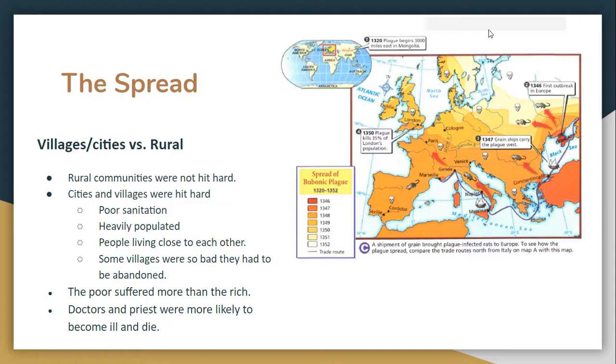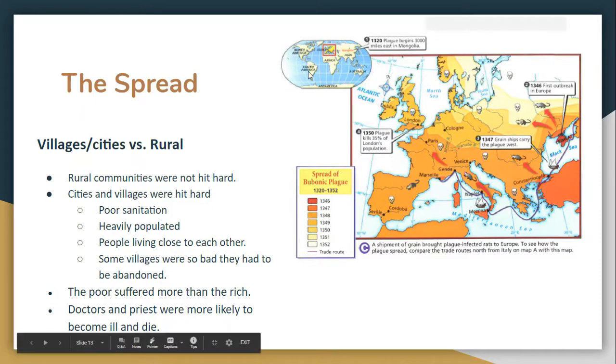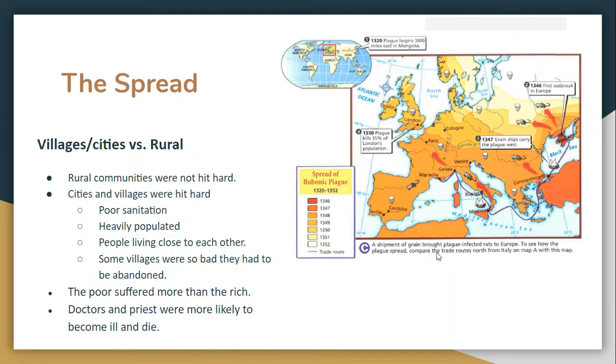So we're going to look at this map for a second, and then we're going to talk about the spread in villages versus cities. Okay, so if we look at this map, I'm going to go down here and read part C. It says a shipment of grain brought plague infected rats to Europe. To see how the plague spread, compare the trade routes from Italy on map A. You're going to have to go back to map A to actually do that, but we're just going to go through this right here.